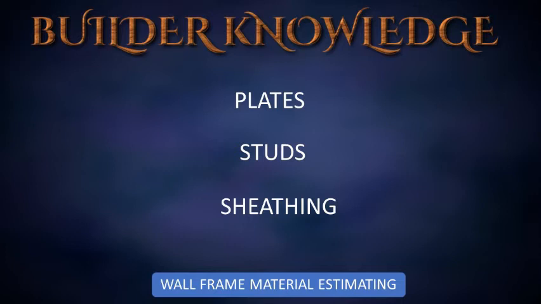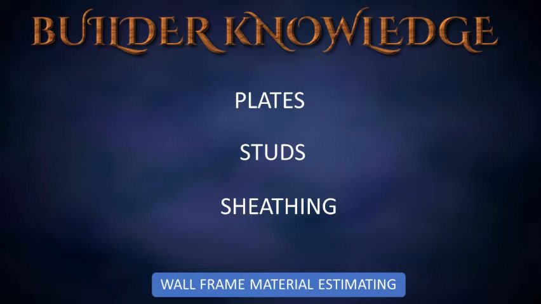For 12 inches on center, take the building length times 1 and add 2 for each opening. For 16 inches on center, take the building length times 0.75 and add 2 for each opening. For 24 inches on center, take the building length times 0.5 and add 2 for each opening.